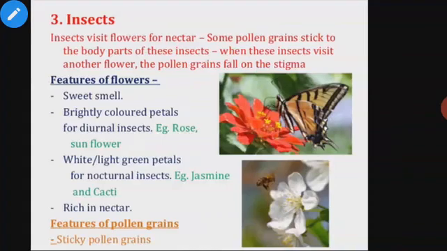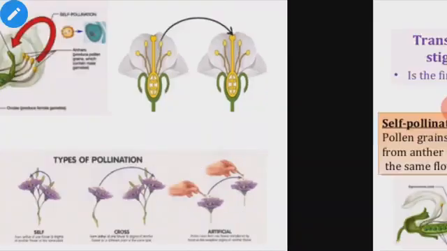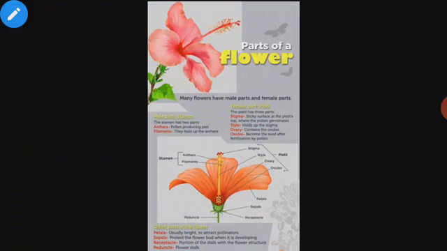In the previous lecture I have discussed the sexual reproduction in plants and the structure of the flower. Dear students, today I will discuss pollination, and first I will again explain the structure of the flower or the different parts of the flower.